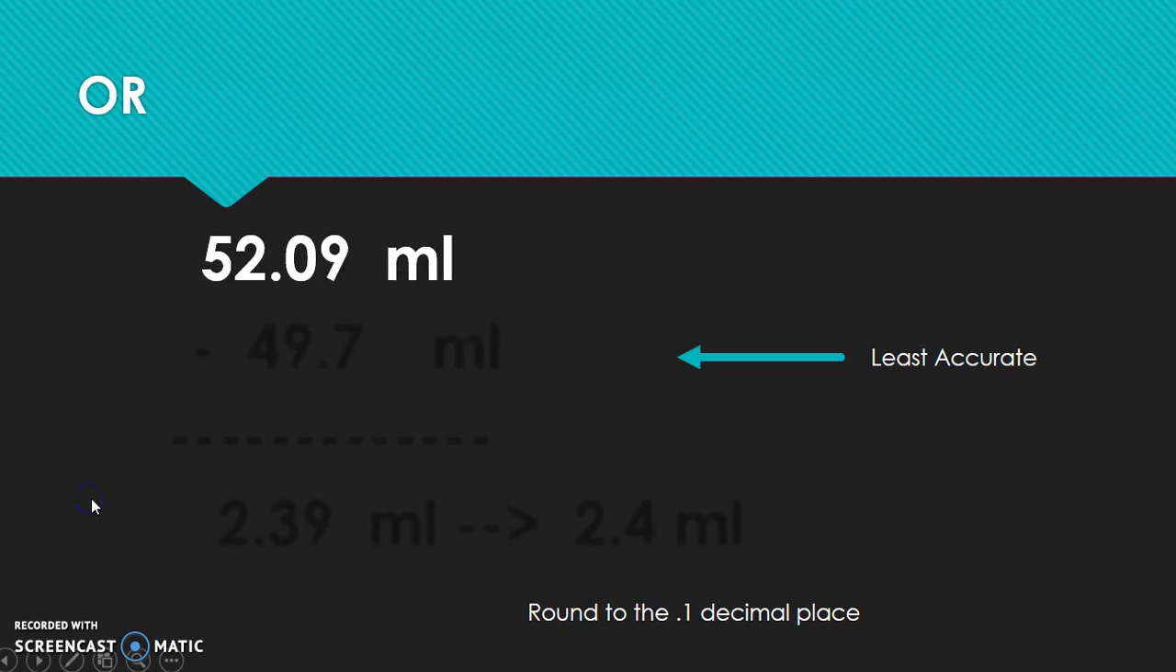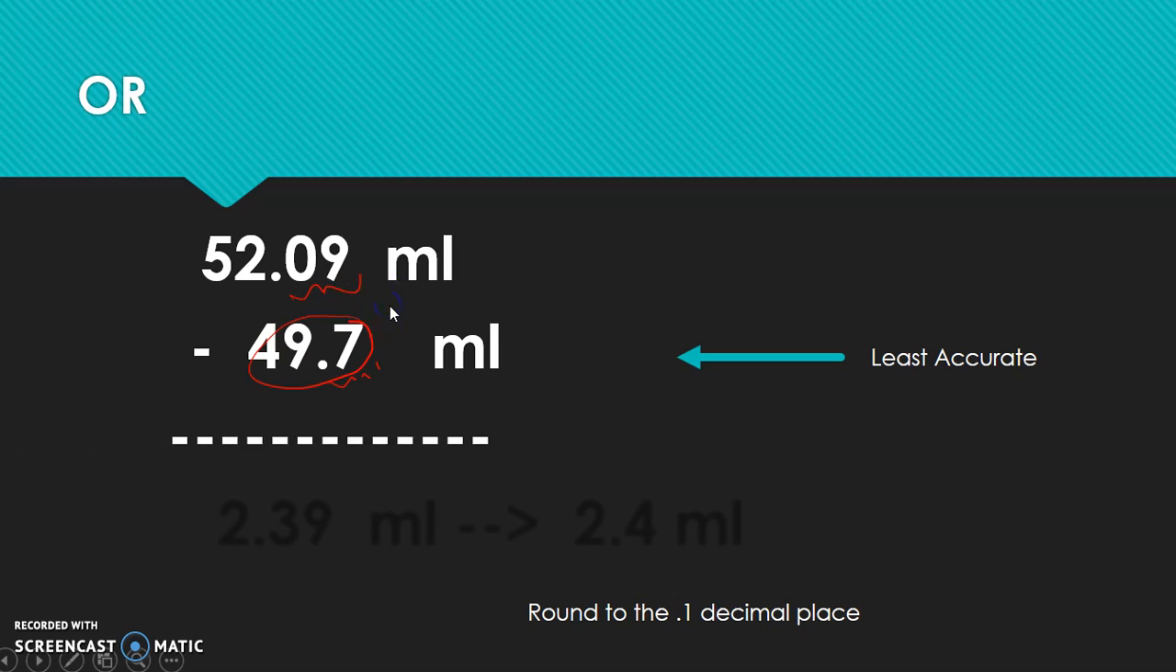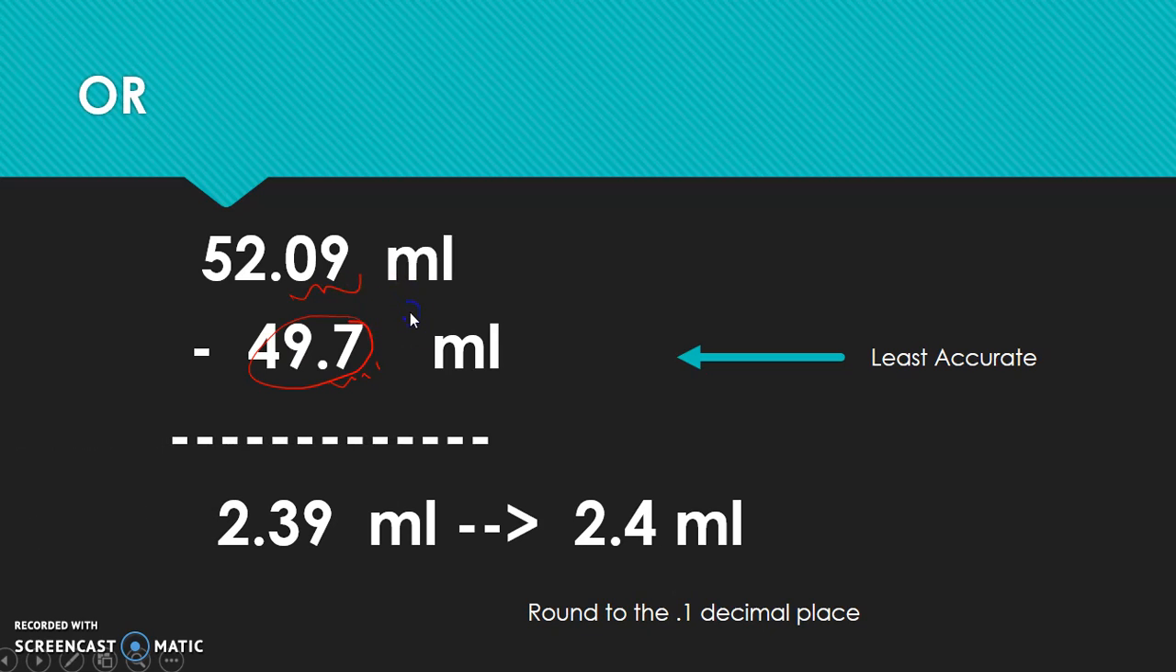Here's another example. We have 52.09 milliliters minus 49.7 milliliters. Remember, if we have the hundredths and then the tenths, this one's going to be your least accurate. You're going to subtract the two, 2.35 milliliters. But remember, we have to round to the least accurate place, so that's going to be the first decimal place to the right, and we should get 2.4 milliliters as the correct answer with the correct significant figures.